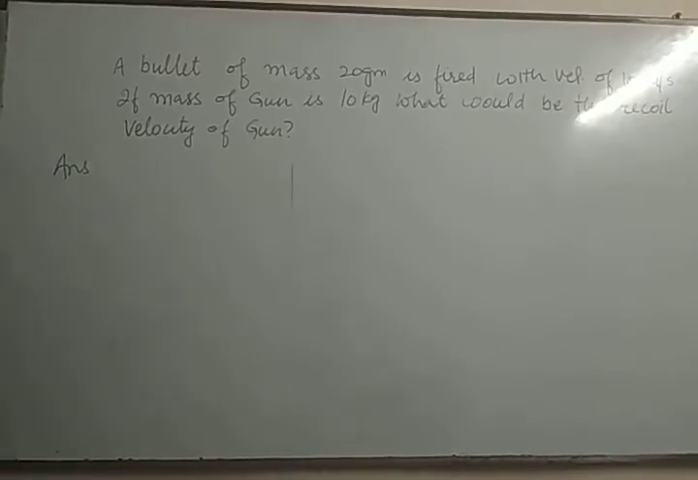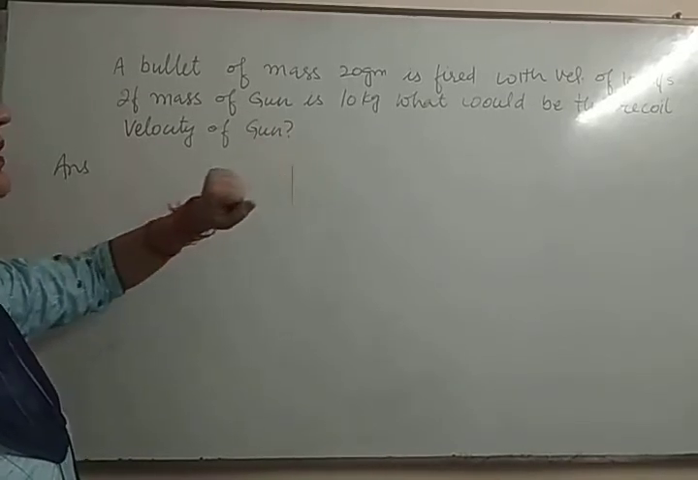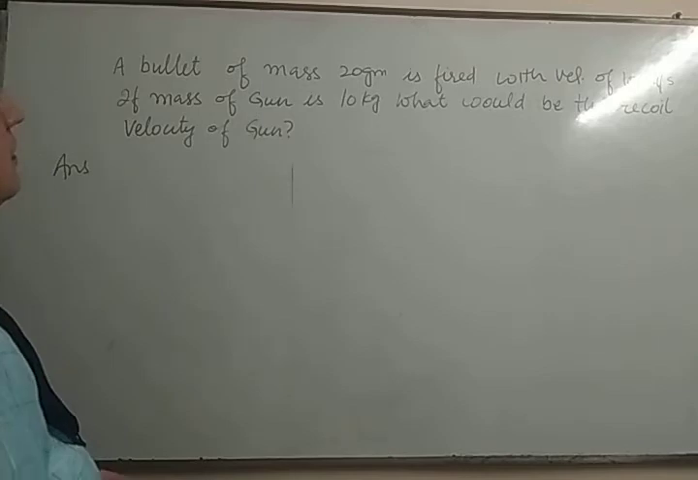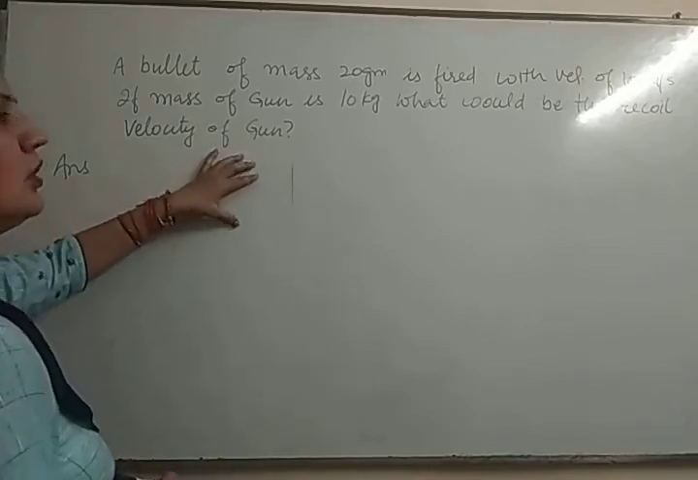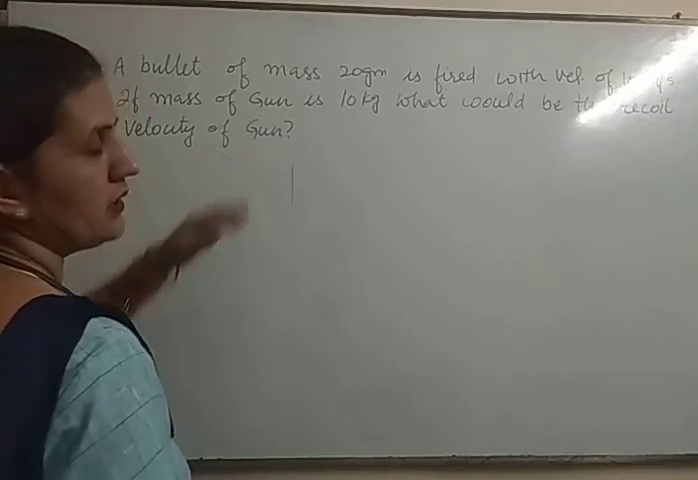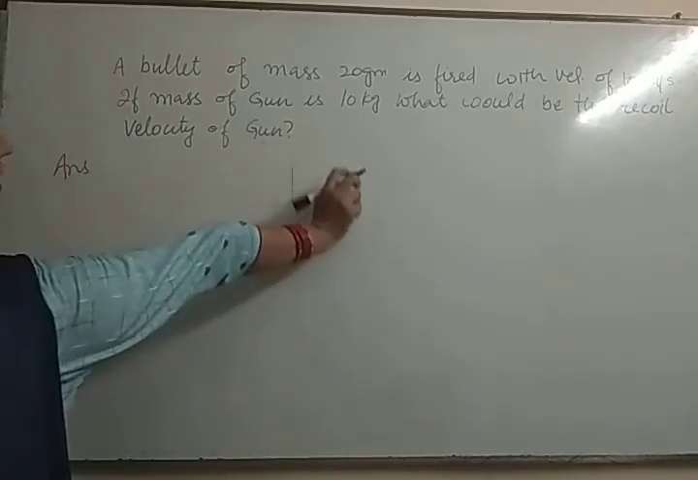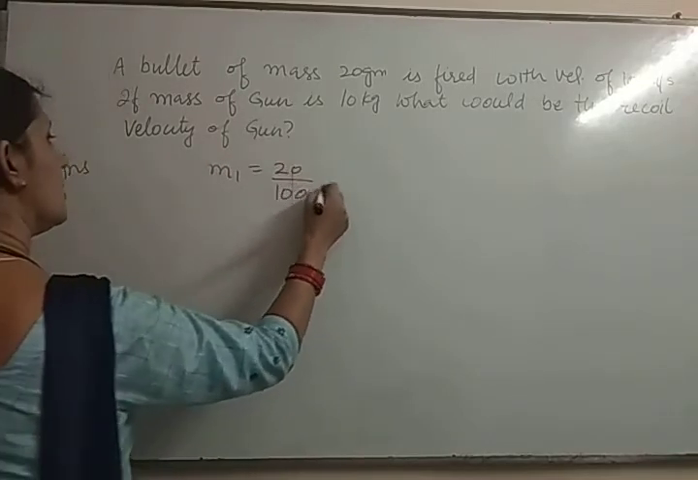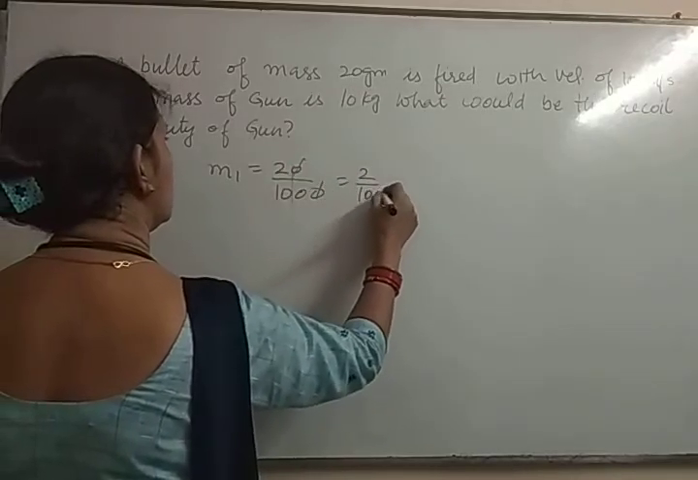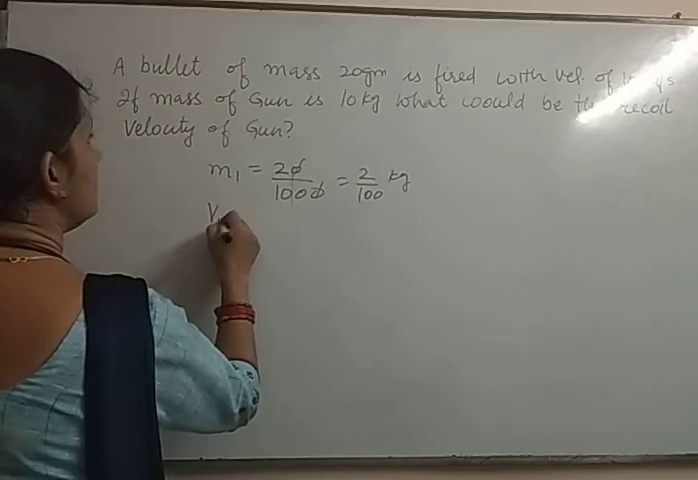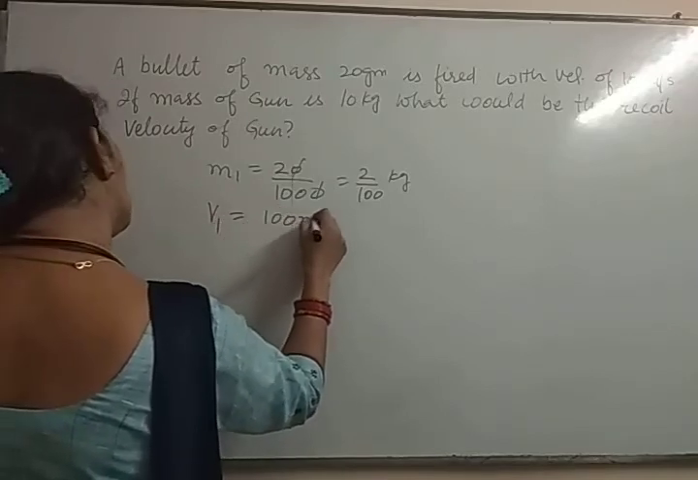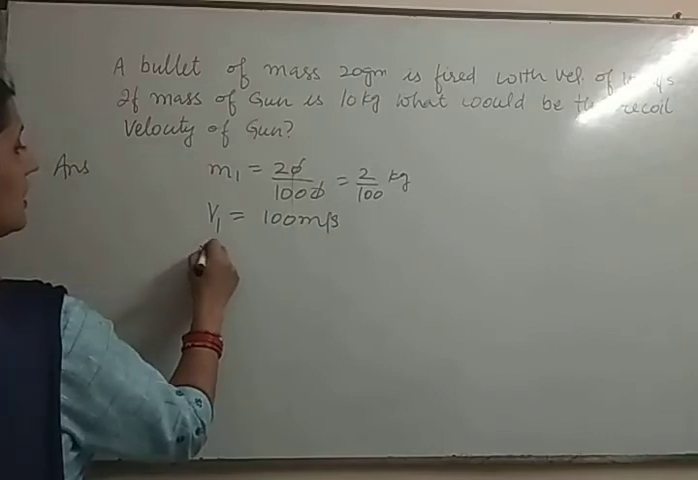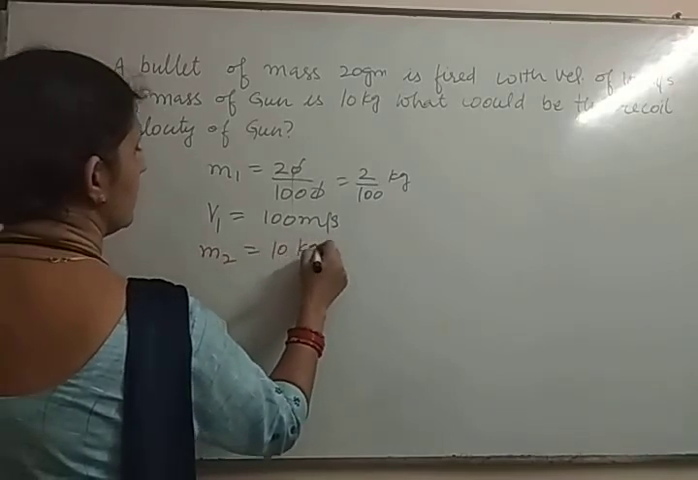Next question is, a bullet of mass 20 gram is fired with a velocity of 100 meter per second. If the mass of gun is 10 kg, what would be the recoil velocity of gun? I told you in the application of conservation of linear momentum, recoiling of gun means after firing the gun moves in the opposite direction. So write down the parameters given to you. m1 is 20 by 1000 for converting it into kilogram. The velocity v1 is 100 meter per second and the mass m2 of gun is 10 kilogram.